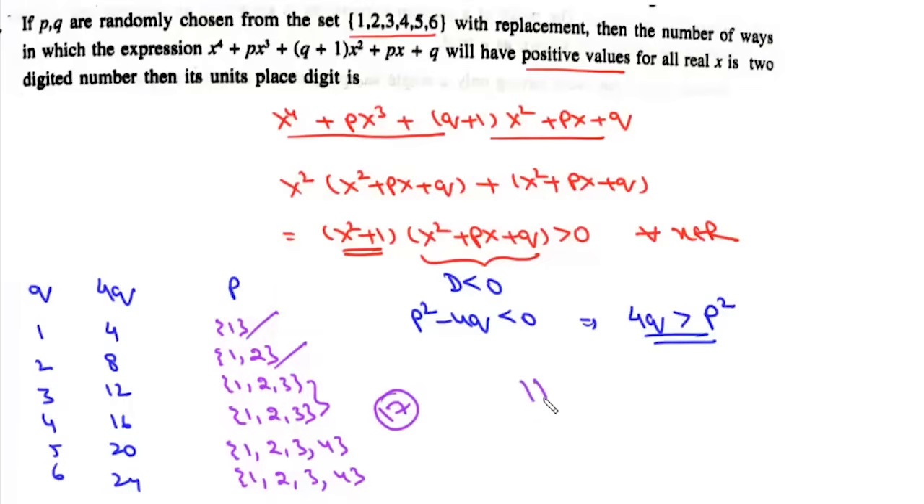So there will be 17 such cases, and then its unit place digit is simply 7, and that is the answer to this question.